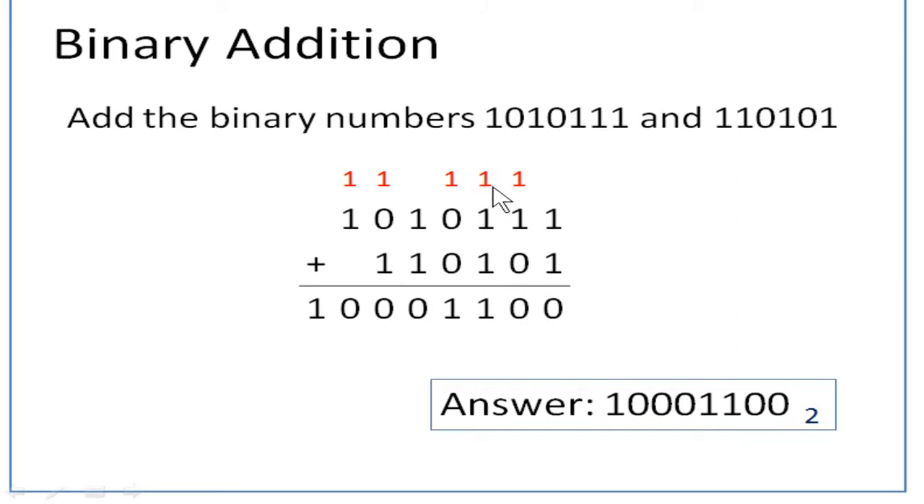So you have 3 ones here. 1 plus 1 plus 1 is 11. You put 1 down and carry over 1 here. You don't have any number other than 1, so you put 1 as it is here. You don't have any carryover to the previous column. Now you have 1 plus 1 in the next column. 1 plus 1 is 10, so you put 0 and carry over 1 to the previous column.